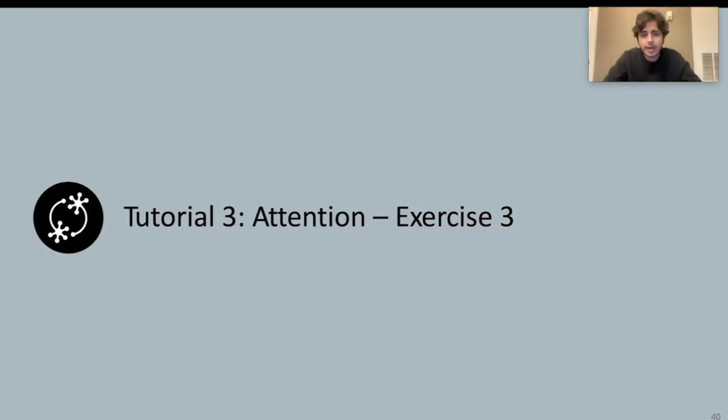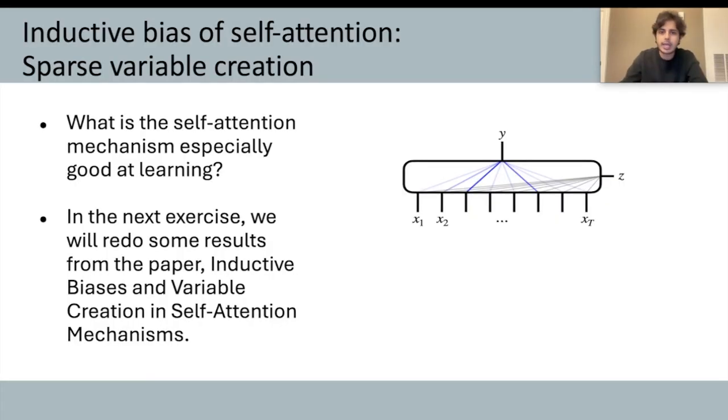So now we're going to go into our final exercise of our tutorial. Now that we've talked about the inner workings of these self-attention modules, what we really want to get at is what these self-attention mechanisms are especially good at learning. In the next exercise, we're going to redo some results from this paper, Inductive Biases in Variable Creation and Self-Attention Mechanisms by Edelman. And we're going to talk about how these self-attention heads, based on this key, query, and value vector framework, are really good at learning sparse functions.